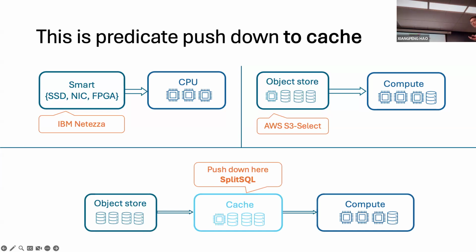So why haven't people done this? In fact, predicate pushdown is so popular, yet previous attempts at building those systems have failed. For example, IBM Netezza was dead in 2019, and AWS S3 Select was dead earlier this year. And it seems something is wrong with predicate pushdown. How do we not repeat their mistakes?